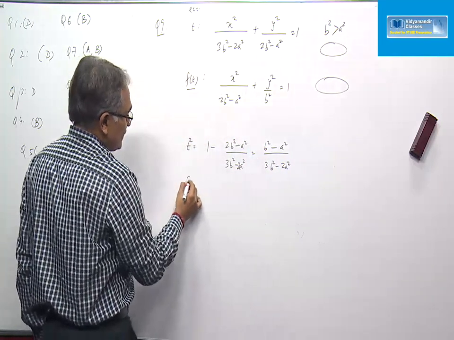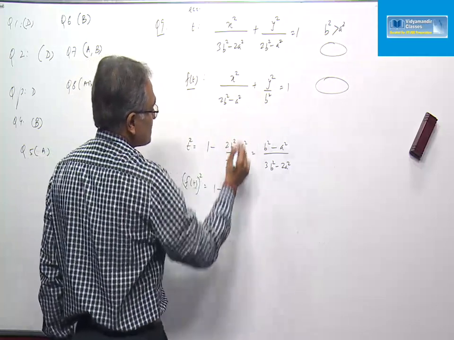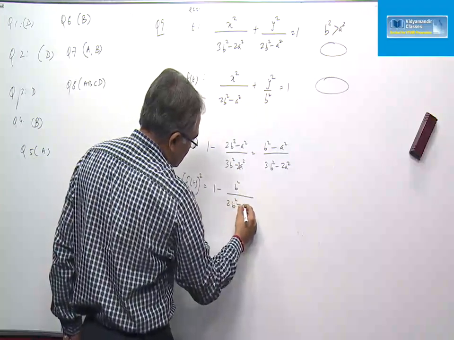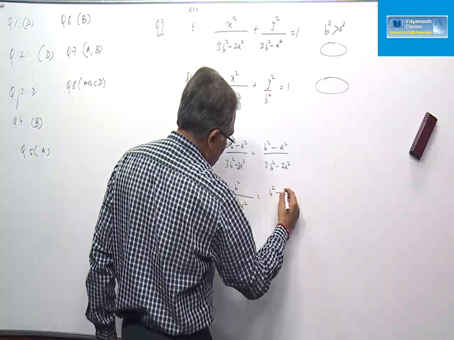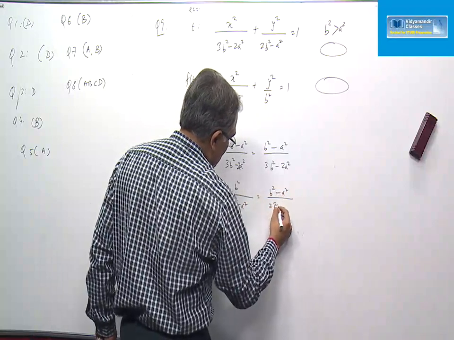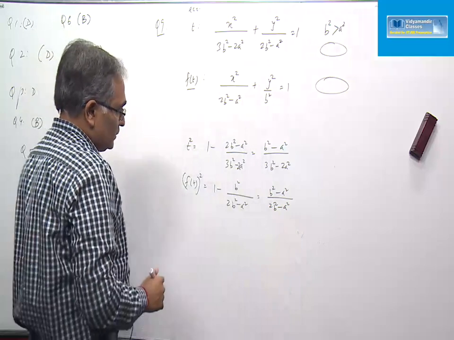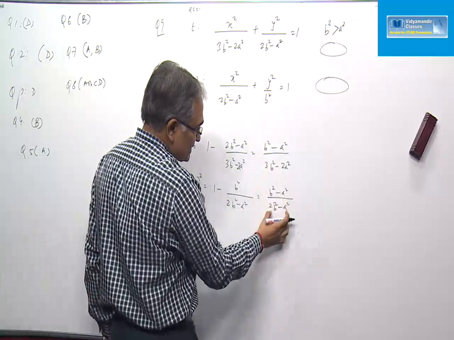And in a similar manner, f(t) whole square will be 1 minus b square upon 2b square minus a square, which is 2b square minus a square minus b square, that is b square minus a square, over 2b square minus a square. Now, as you can see, observe, this term minus this term will be the same as this term.